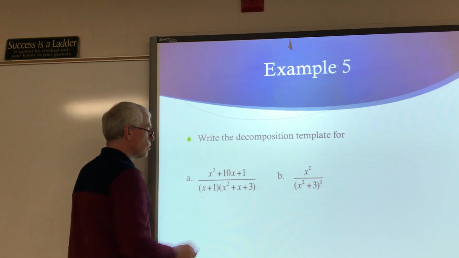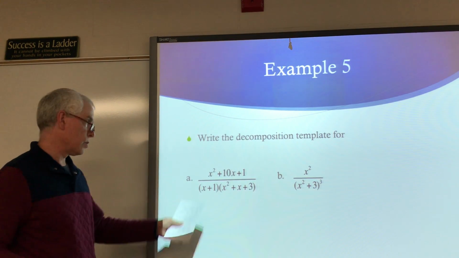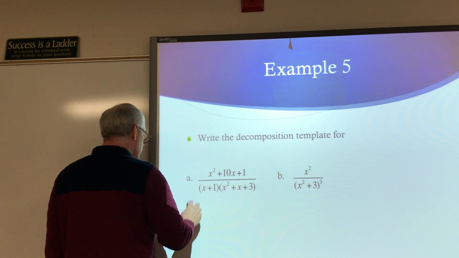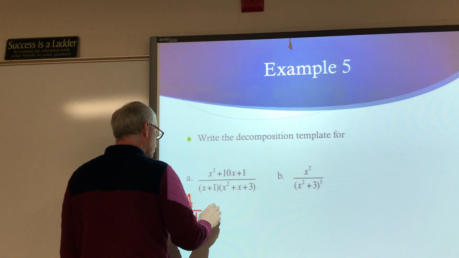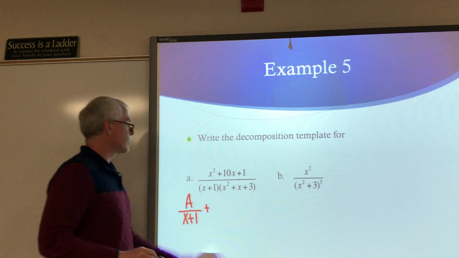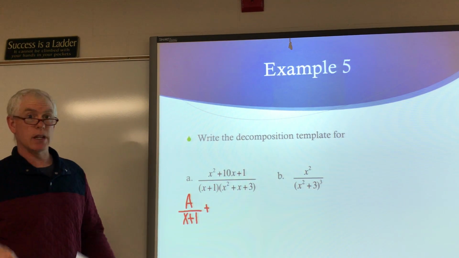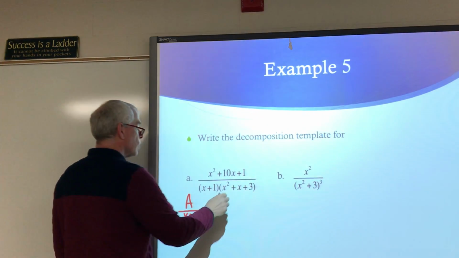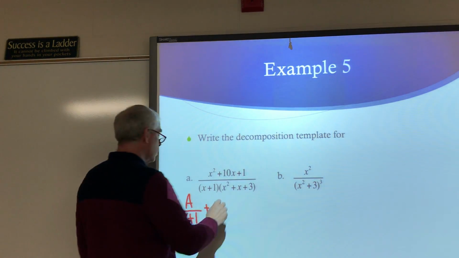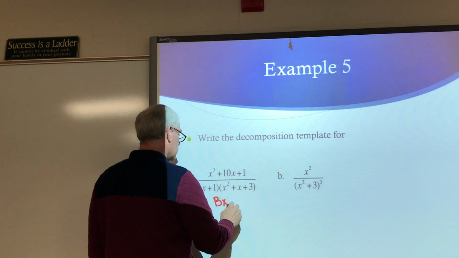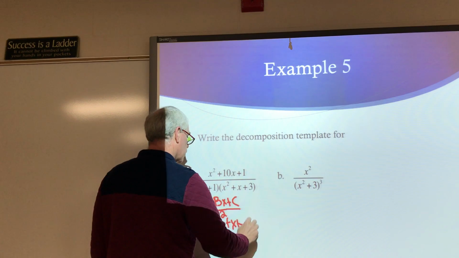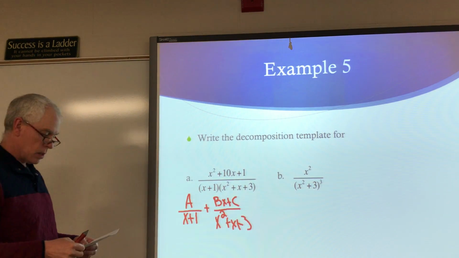This doesn't factor. There's no numbers that multiply to 3 and add up to 1, so they've factored it for us. Okay? The linear factor is easy enough. They just said they needed a variable in the numerator for that. But if you remember a couple slides ago, if it's an irreducible quadratic, you need a linear numerator. So something x plus something. So because that's quadratic and irreducible, I need bx plus c then over x squared plus x plus 3. Okay, that's going to be the template for that.